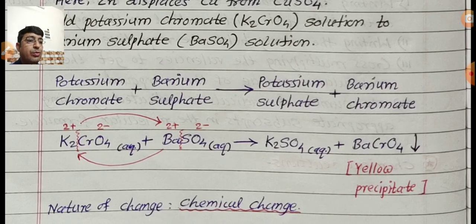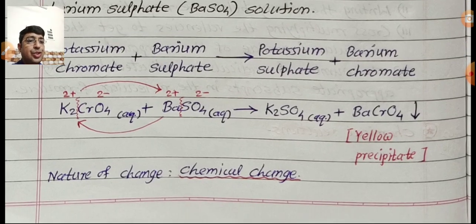The meaning of this downward arrow is that yellow colored particles are in solid form, which is called a precipitate. So a yellow colored precipitate of barium chromate is formed. The nature of change in this reaction is a chemical change.